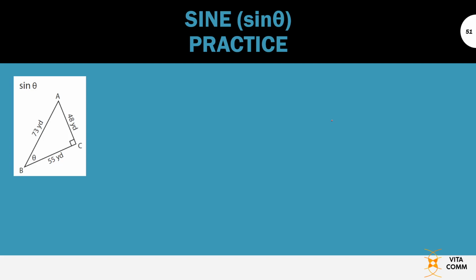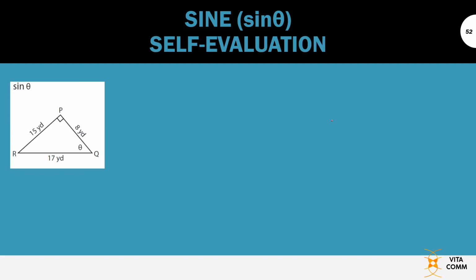I want you to try this one out on your own. Sine of theta, do the same thing that we did before. And the answer would be 48 over 73. That would be the sine of theta, that's the ratio. They're asking you to find it in regards to ratios. Apologies, and you can assess yourself now.